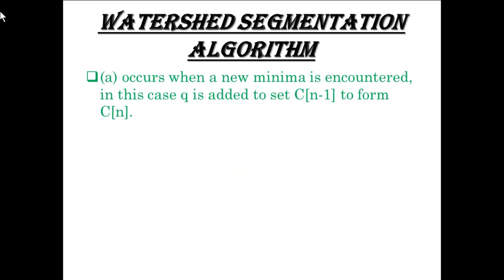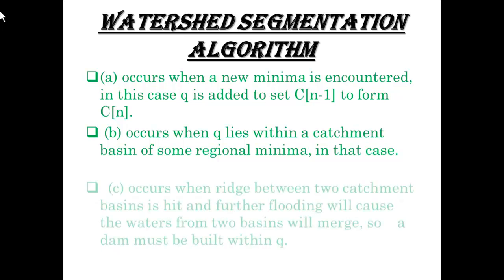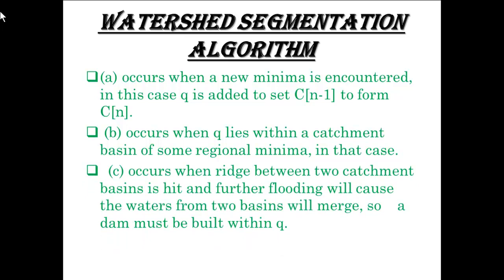A occurs when a new minimum is encountered. In this case, q is added to set C[n-1] to form C[n]. B occurs when q lies within the catchment basin of some regional minimum. In that case, q is added to C[n-1] to form C[n]. C occurs when a ridge between two catchment basins is hit and further flooding will cause the waters from the two basins to merge, so a dam must be built within q.